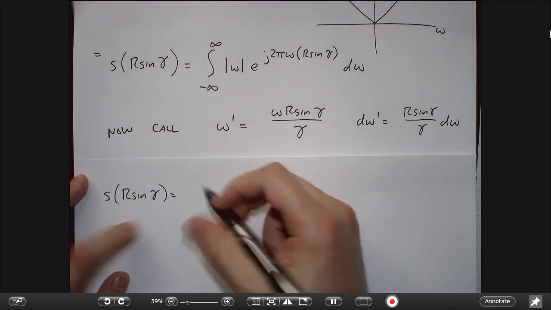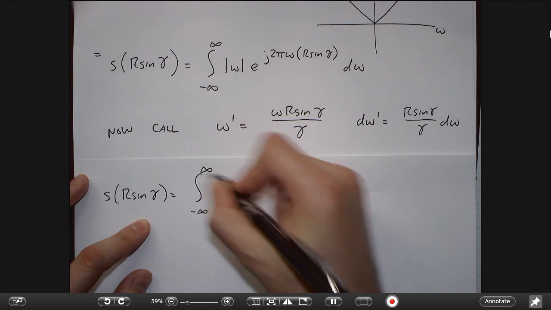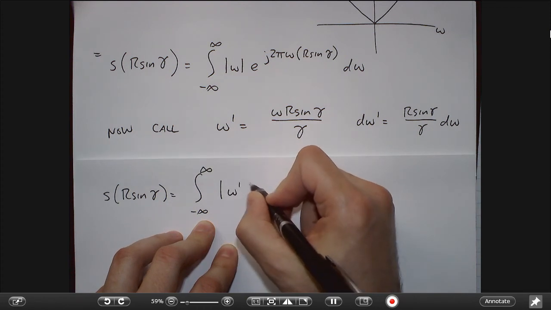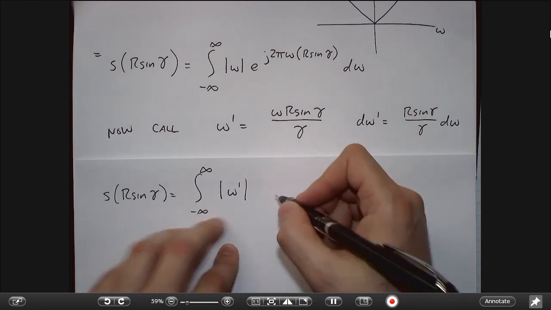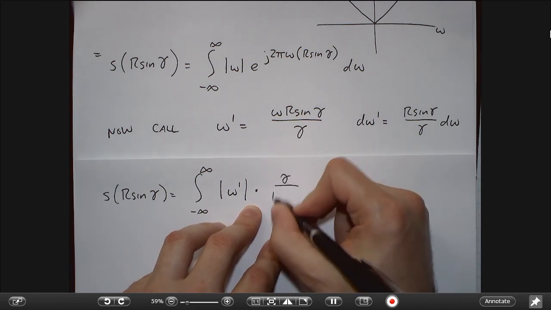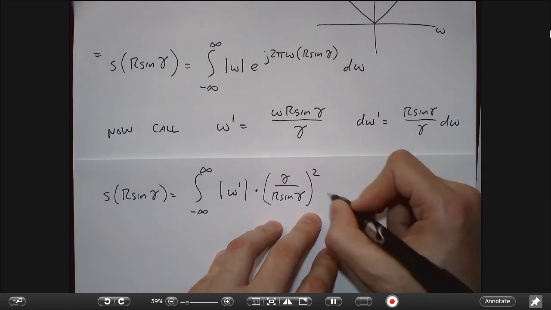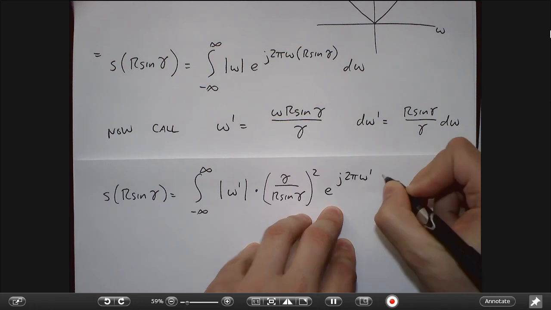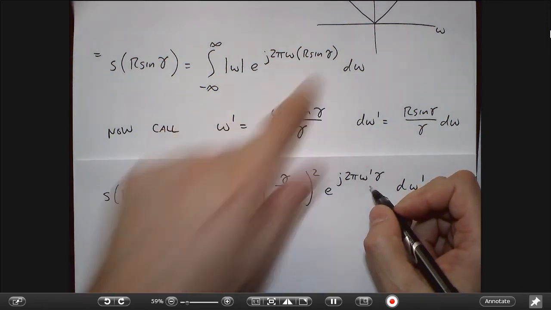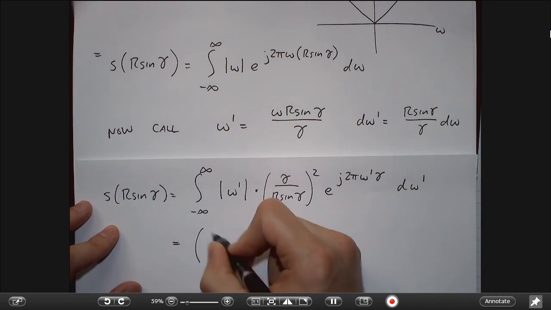So that means here, this is like saying S of r sine gamma is equal to, well, if omega is ranging from minus infinity to infinity, so is omega prime. Now this is going to become omega prime, but I'm going to have an extra one of these guys to take out, so I'm going to have a gamma over r sine gamma, and then I'm going to have another one of these guys from the d omega prime, right? So omega prime times gamma is the same as the omega r sine gamma I have in the numerator here. Okay, so I'm just going to kind of move this guy out of here like this.